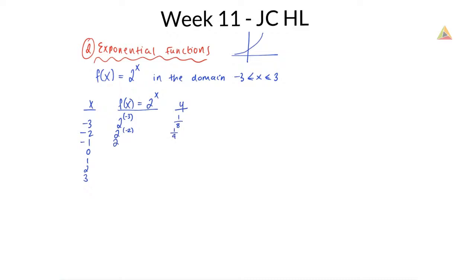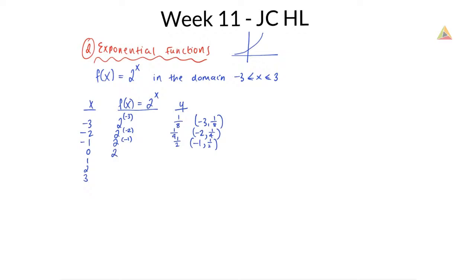The next one is 2 to the power of minus 1, and that's going to be 1/2. Now, sorry, I need to put in these points. The first point there is minus 3 and an eighth. The second point is minus 2 and 1/4. And the next one is minus 1 and 1/2.